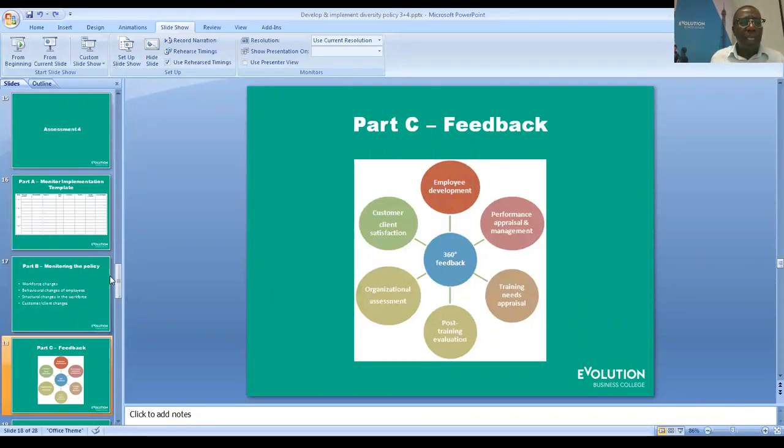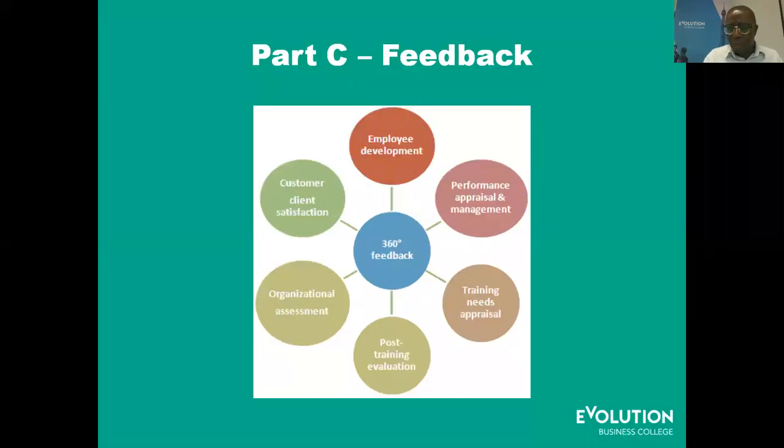Now, when you talk of feedback here, you are based on the survey that I gave you, where you have a feedback from your employee. They will tell you whether they really feel things have changed. Do they really think that you're serious about diversity? Where do they stand in terms of what you're trying to do? Is this something that they're comfortable with? Do they feel well trained? So you could have 360 degrees feedback, where you get employee development and performance appraisals, training needs appraisal, post-training evaluation, organizational assessment, customer client satisfaction.